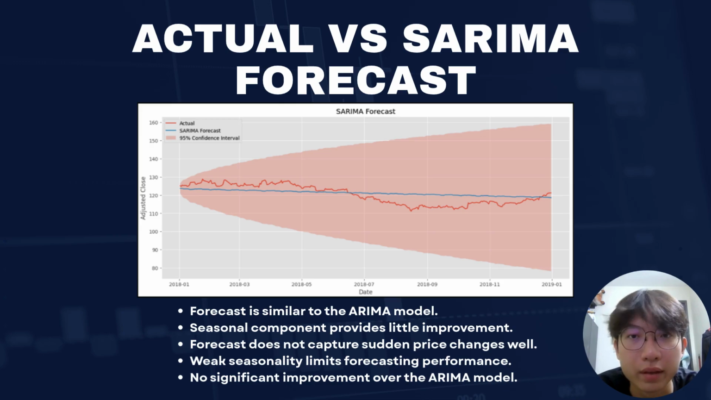Actual versus SARIMA forecast. This chart shows the SARIMA forecasting result. Overall, the forecast is very similar to ARIMA. Although SARIMA includes a seasonal component, the gold price data has very weak seasonality, so the additional seasonal parameters do not improve the forecasting performance. The model also struggles to capture sudden market changes. Therefore, SARIMA does not provide a significant improvement over the ARIMA model.